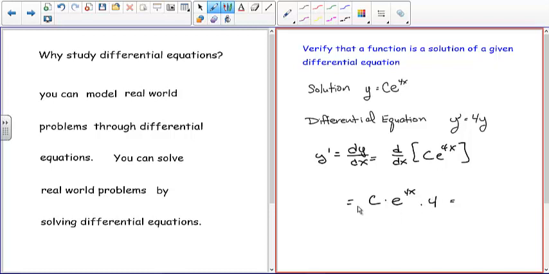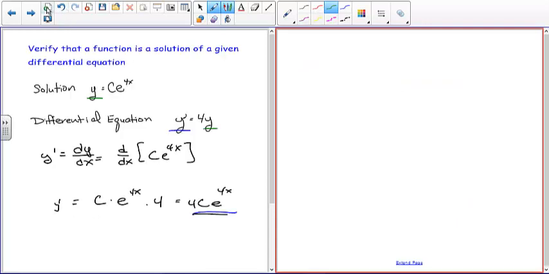So y prime in this case is going to be equal to 4c e to the 4x. So now I've got y prime, which I can plug in there, and I've got y, which I can plug in there. And if I do that, I'll get y prime, which is 4c e to the 4x. So y prime is equal to 4 times y. So I take 4 times my y, which was c e to the 4x, and you can see they're the same thing.